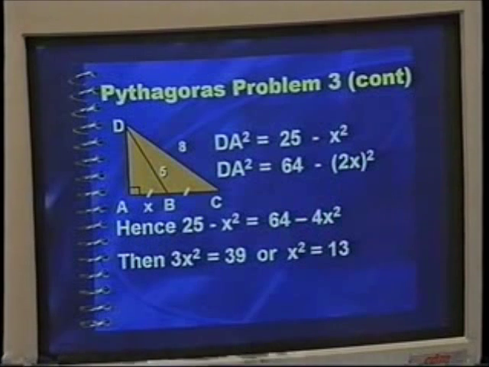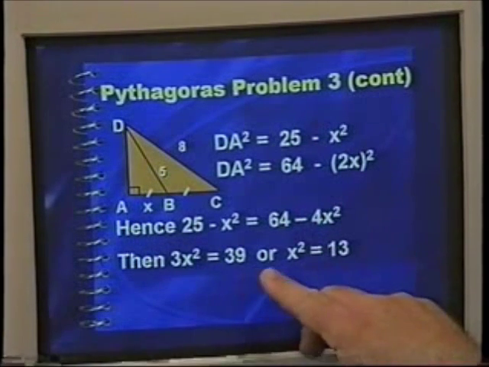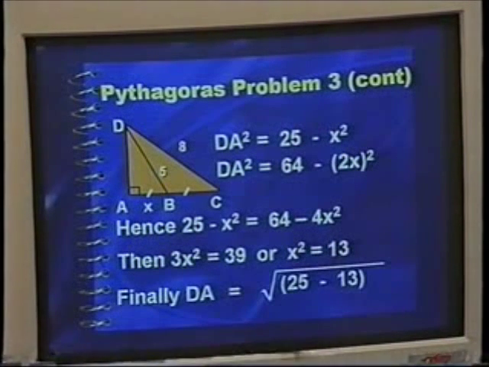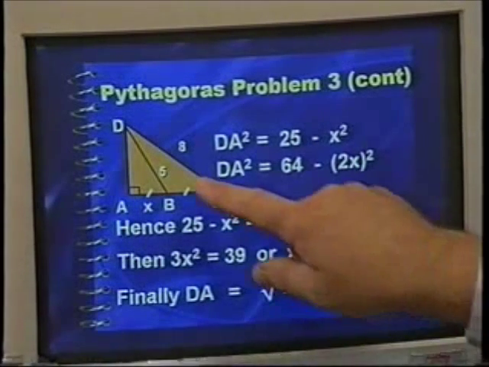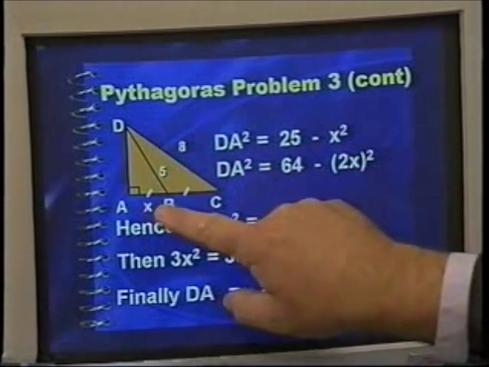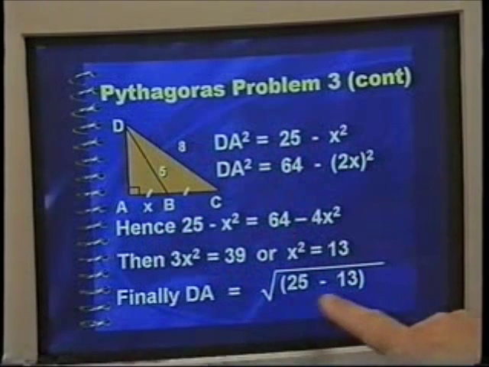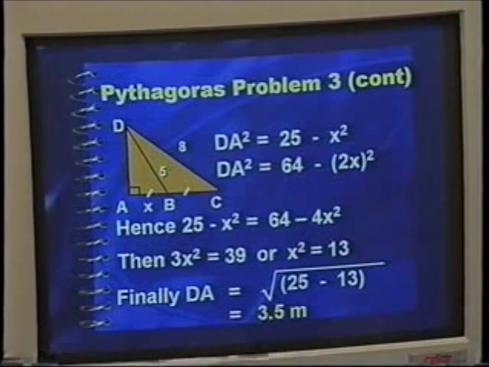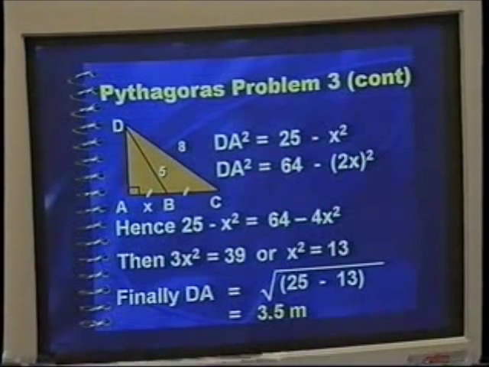Then you solve this, it's an equation, and we get 3x squared to be 39, x squared to be equal to 13, and from that we should get finally that dA squared then becomes 25, see that's the 5 squared, minus the x squared, which we found to be 13, so it's 25 minus 13, and that becomes 3.5 meters, which you may want to check on your calculator.